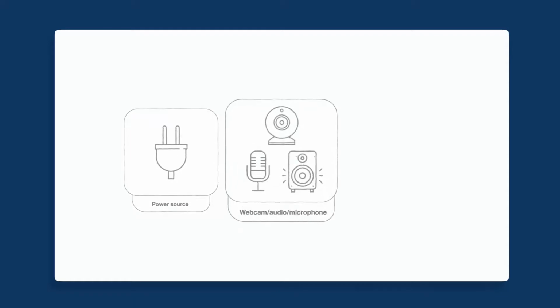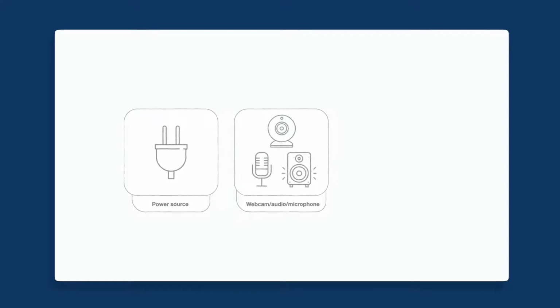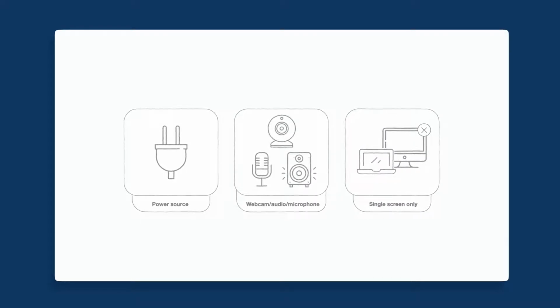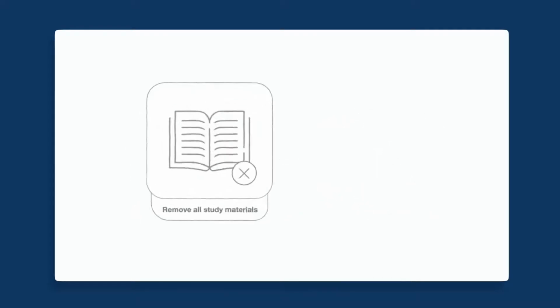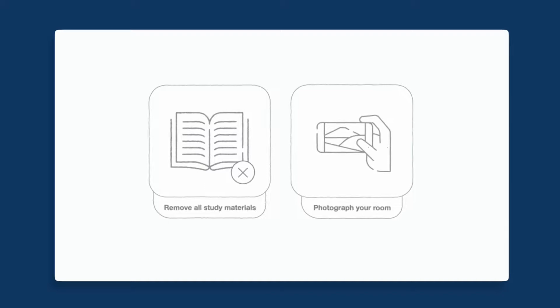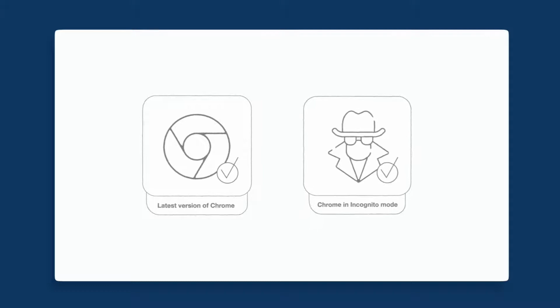You'll also need a computer that's connected to a power source, with a working webcam, audio and microphone. Only a single screen is allowed for this test. Remember to remove all study materials from the room. You'll need a smartphone to photograph your room, but set it to Do Not Disturb. You must have the latest version of Google Chrome with pop-ups enabled. You need to use Chrome in incognito mode.